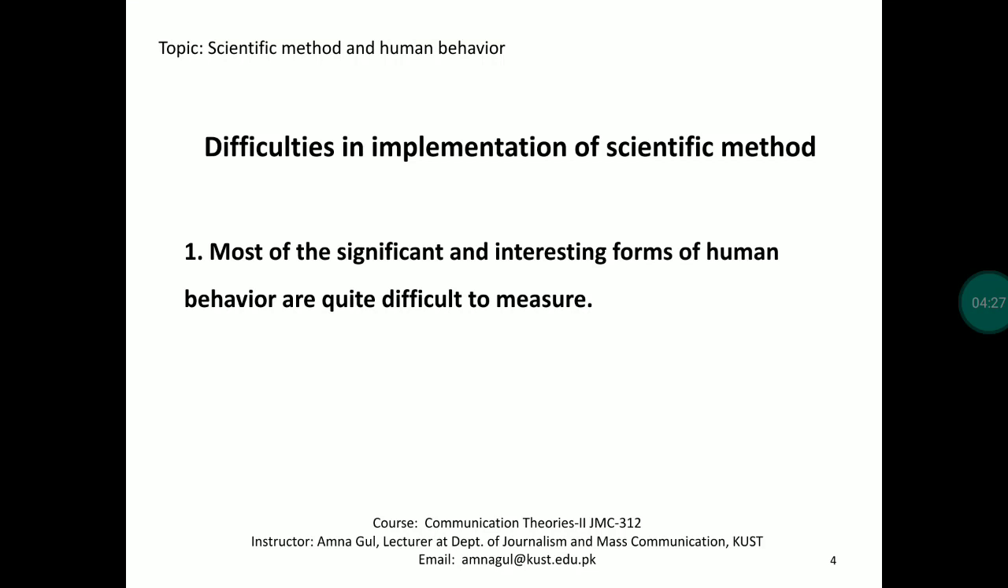In this lecture, we'll be discussing how the implementation of the scientific method is difficult for those studying the social world, owing to 4 reasons. The first reason is that most of the significant and interesting forms of human behavior are quite difficult to measure. We can easily measure the temperature at which water boils with ingenious and complex technology. We can even measure the weight of an atom or the speed at which the universe is expanding.